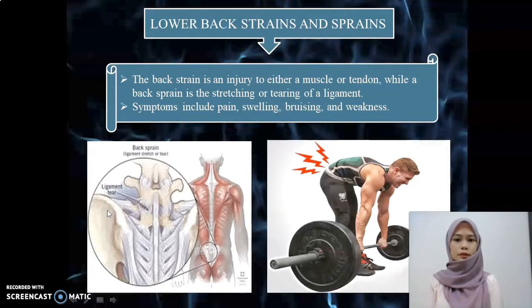while a sprain often occurs after a fall or sudden twist or a blow to the body that forces a joint out of its normal position. These lower back strains and sprains are most common in golfers, weightlifters, and gymnasts. These lower back muscle strains and ligament sprains can limit athletic performance. The symptoms include pain, swelling, bruising, and weakness.